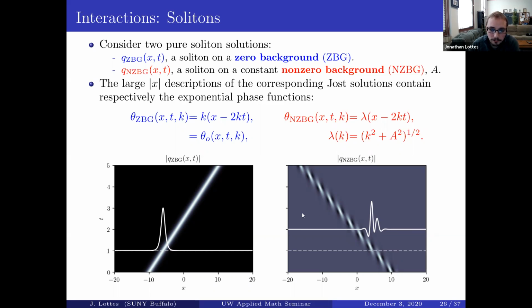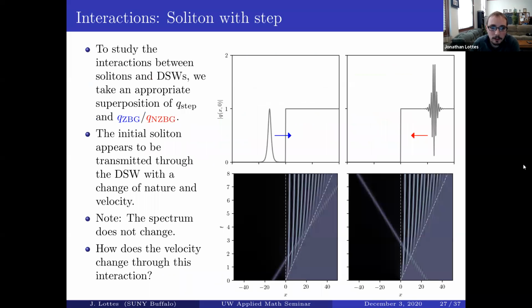And so just to see the qualitative difference between these two types of solitons, here's the initial profile of a 0 background soliton. It's a sech traveling. And here's the profile of a non-zero background soliton. It's a breather traveling. And so we want to see what happens when we now put these two things together.